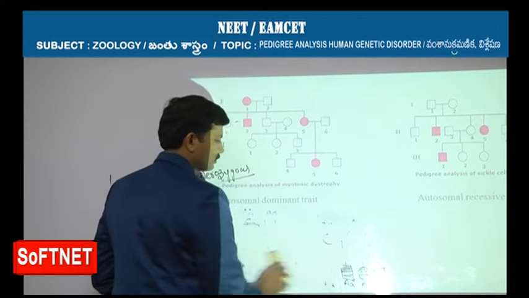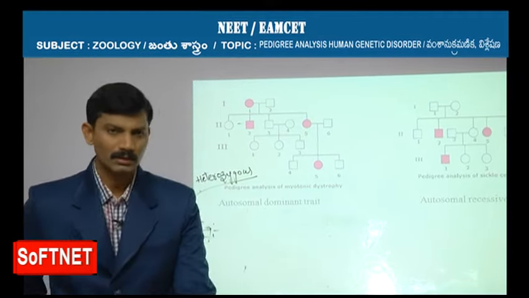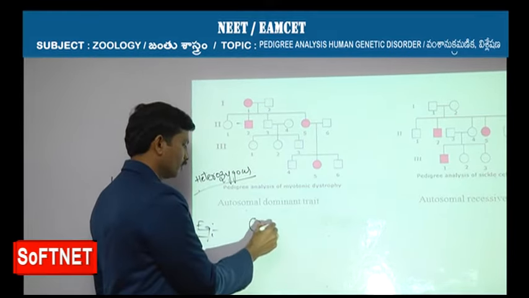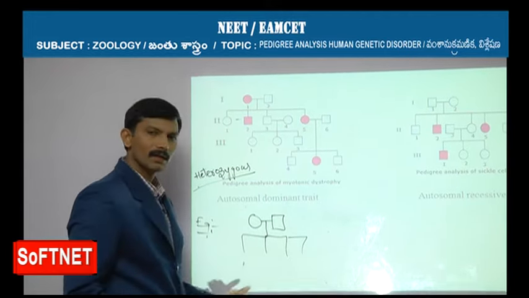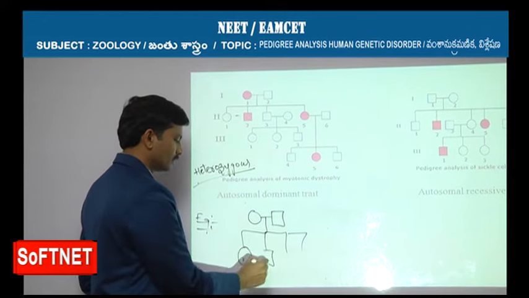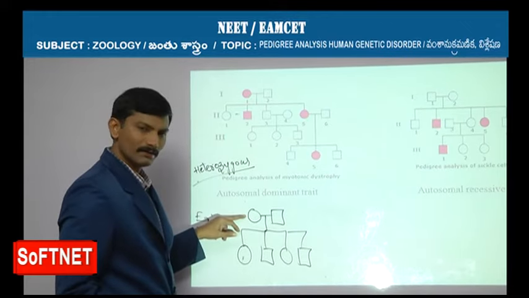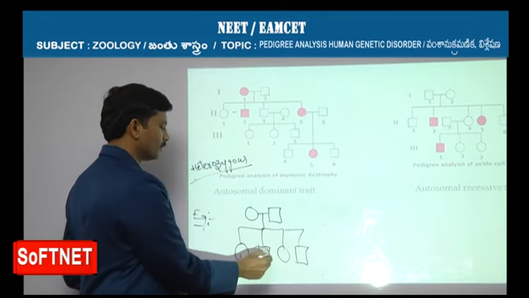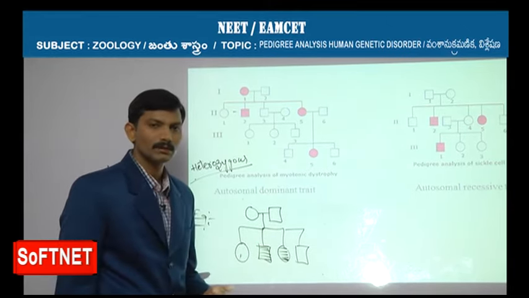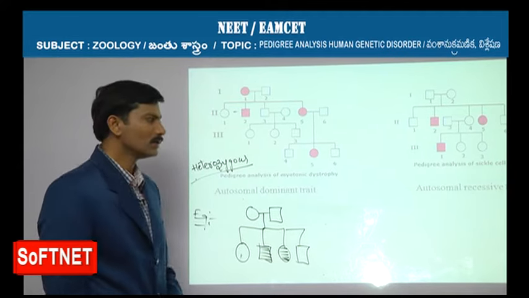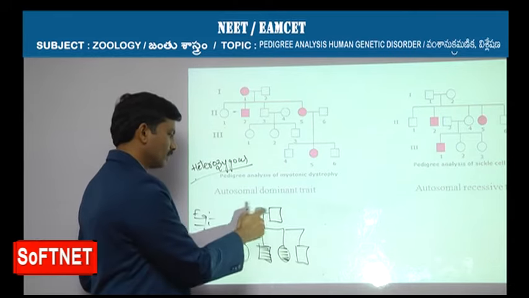In case of the autosomal recessive condition, how do we predict it? If both the parents remain unaffected, irrespective of the sex, and some of the progeny are affected, then we can come to the conclusion that it is an autosomal recessive disorder. So, for example, both the parents remain unaffected.